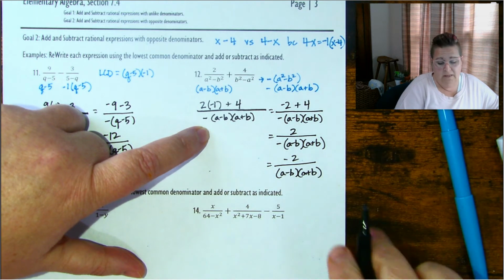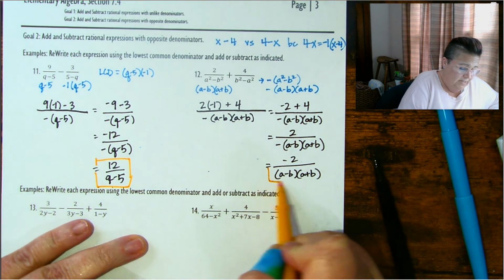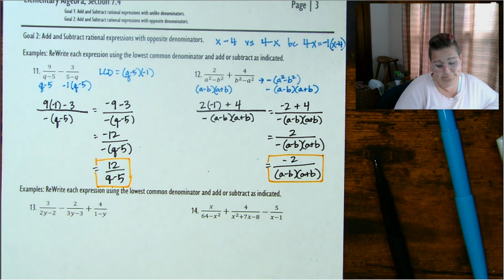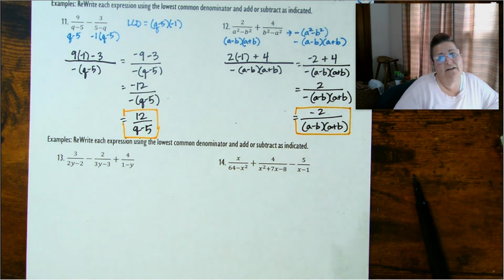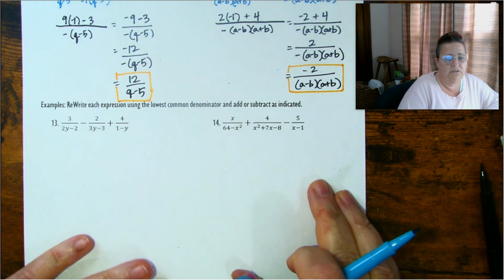It's not wrong the other way. It's just a preference. And because I know I have a tendency to lose or forget negatives, I put them up top. All right. 13 and 14 are very similar, just a little bit longer. So let's see if we can knock these two out.